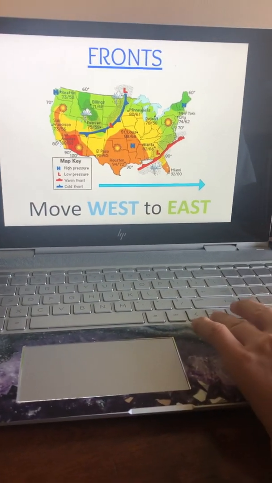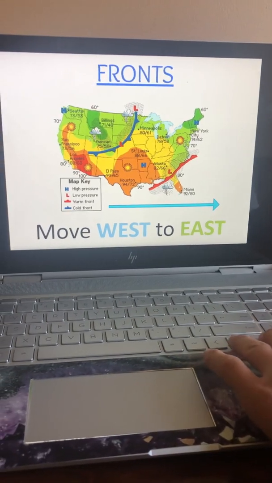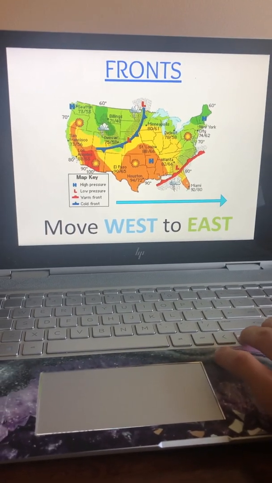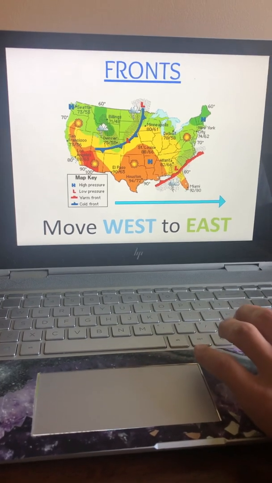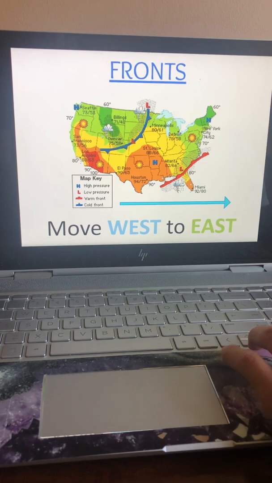So the first one's a cold front, right, Joey? A cold front and a warm front and an occluded front will always happen within a low pressure system. Okay, and remember, low pressure gives us lousy weather. That's how fronts happen. And in high pressure, there are no fronts. Good.